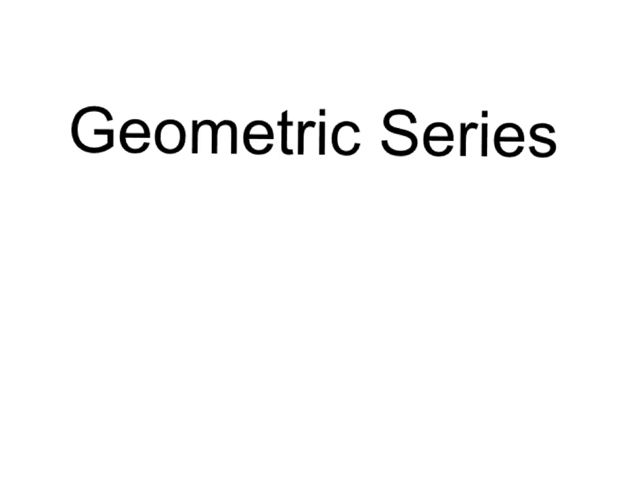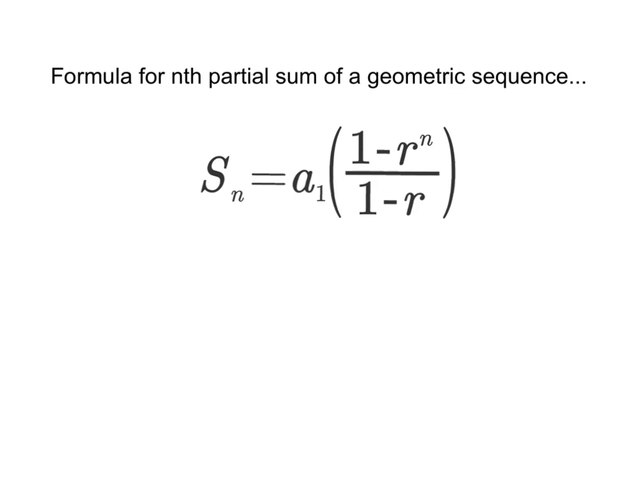Today we are learning about geometric series. And here is the formula that we will be using to find the partial sum of a geometric sequence. Here we have the first term in our sequence, and then it's 1 minus the common ratio to the nth over 1 minus the common ratio.